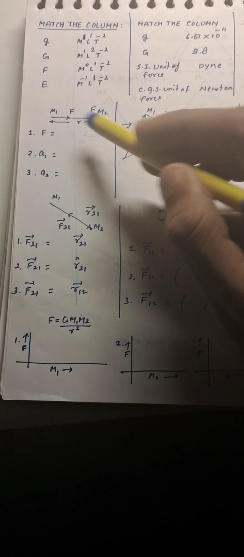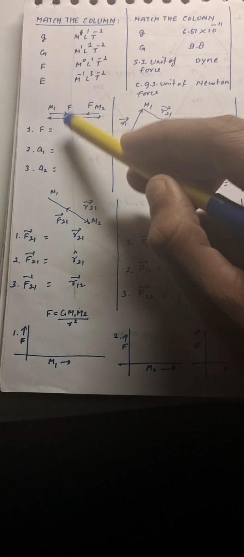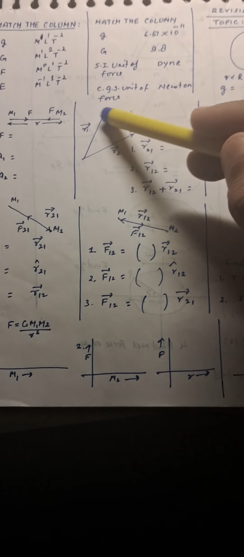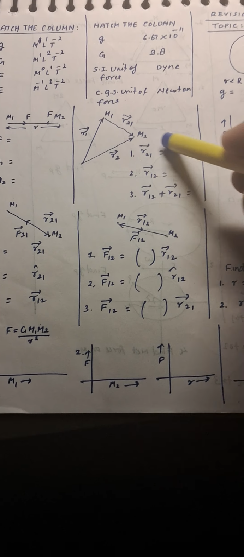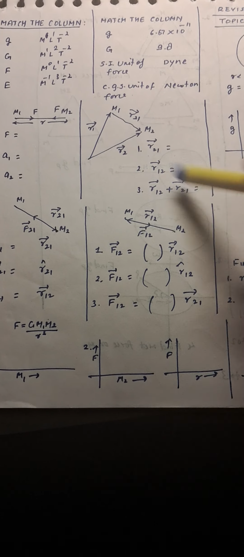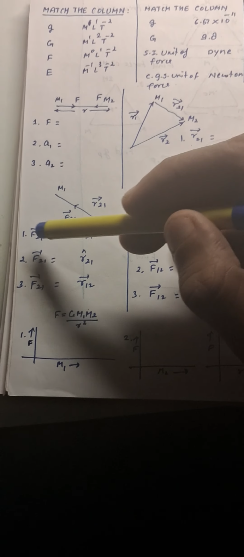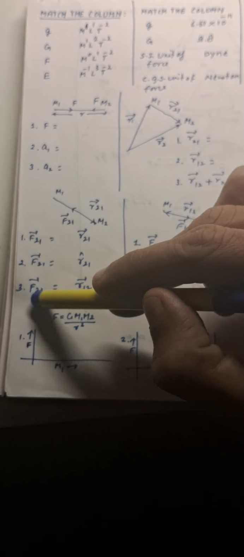Then there is another question. We have two masses m1 and m2 separated by distance r. We need to find the magnitude of force, then the acceleration of the first mass, then the acceleration of the second mass. In another question, there are 2 points m1 and m2 with position vectors r1 and r2. We need to find vector r21, then vector r12, then the sum r12 plus r21. Then we need to find F21 as a function of r21, then F21 as a function of r21 cap, that is the unit vector, then F21 as a function of r12.